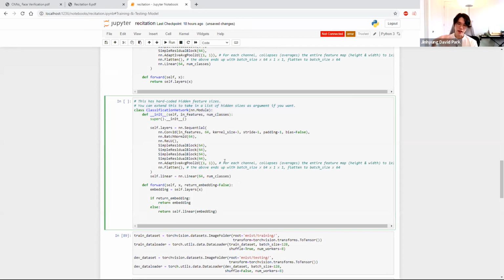When you do the classification task, you would have return embedding be false, and you can just train it like this. Then if you want to try the verification task, you can pass in return embedding true and get the embedding. This way you can save all your weights, load them easily, and then just get the embedding. Does that answer your question?